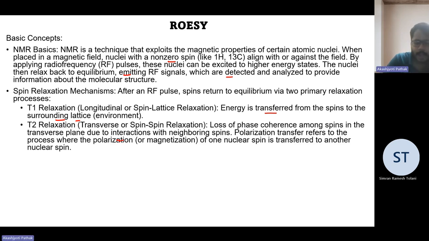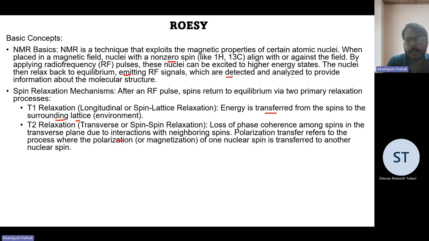So the relaxation process can happen by two means. That is the T1 relaxation, also known as longitudinal or spin lattice relaxation. Here the nucleus which has been excited by the RF pulse gives away its energy to the surrounding lattice while relaxing to the equilibrium state. Whereas in case of T2 relaxation, which is also known as transverse or spin-spin relaxation, the relaxation happens by loss of energy to the neighboring nuclear spins.